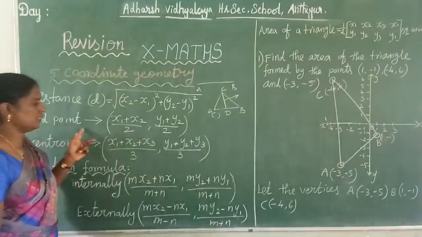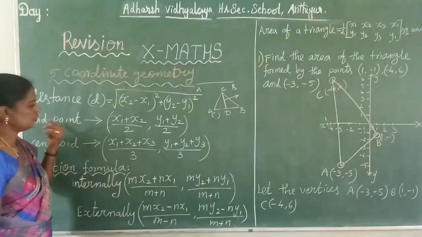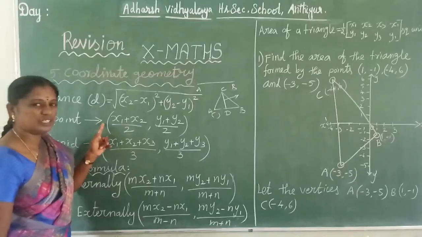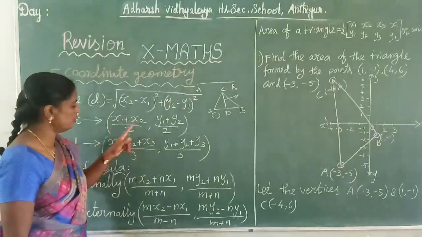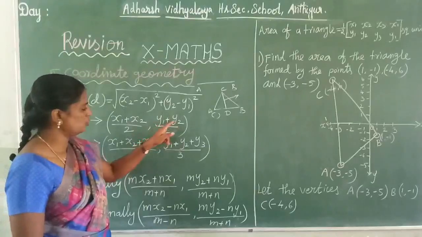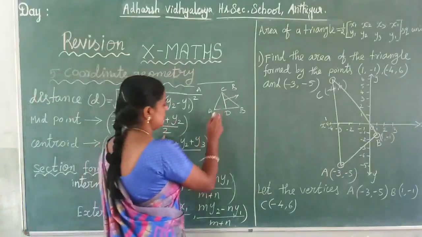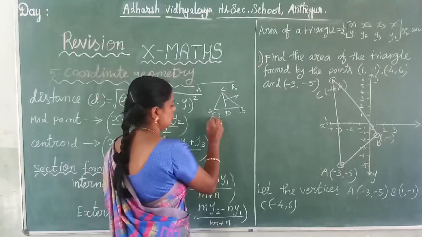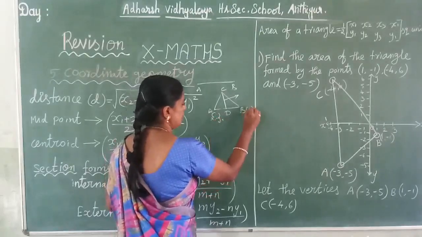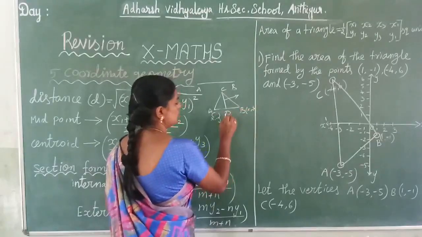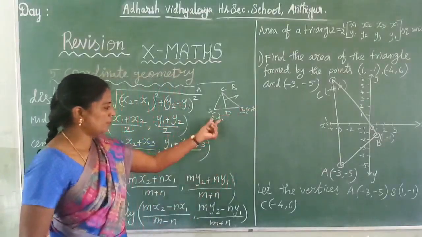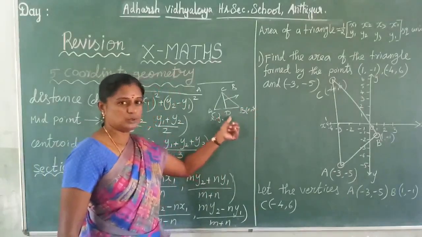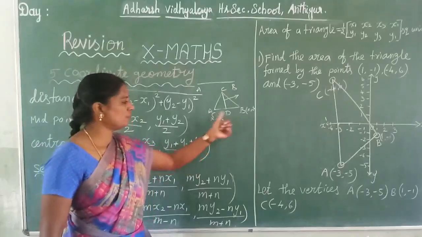Next, midpoint. Mid means center. So the midpoint value, when 2 points are given, how do we find the midpoint? x1 plus x2 by 2 comma y1 plus y2 by 2. So with 2 points, it is the same thing. D is the midpoint of AB. So how do we find this? Take A as x1 comma y1, B point take as x2 comma y2. Here apply the midpoint formula, x1 plus x2 by 2 comma y1 plus y2 by 2. That is the midpoint of AB.